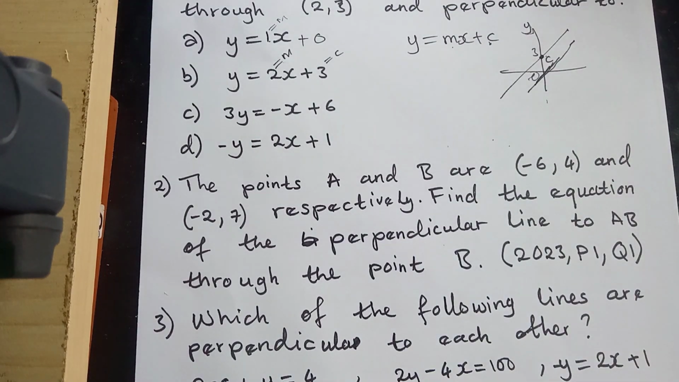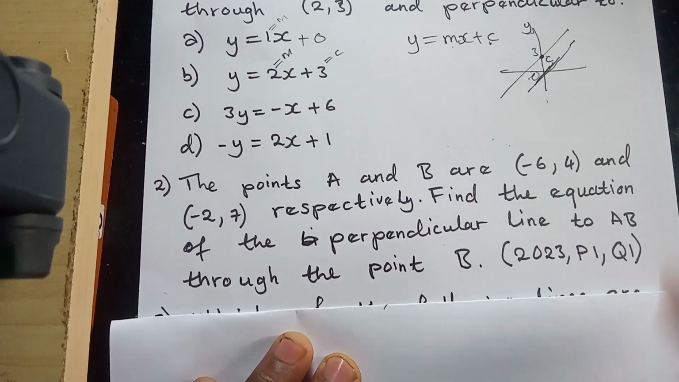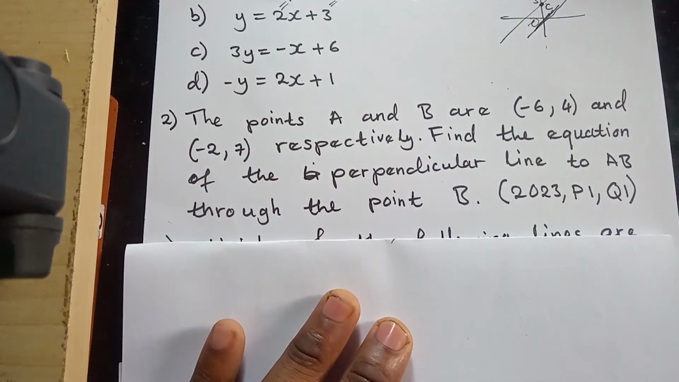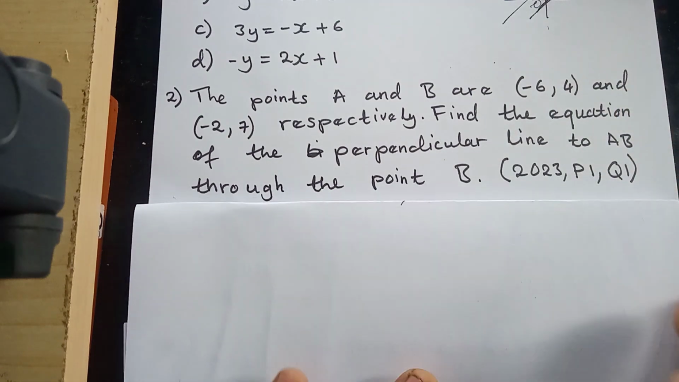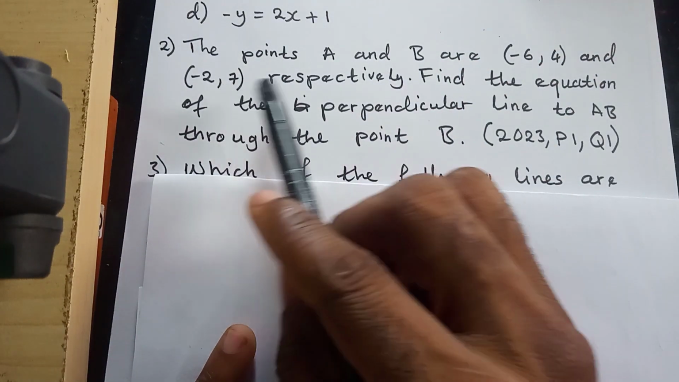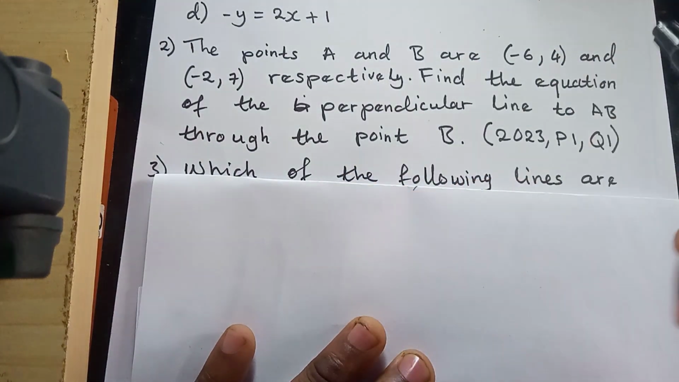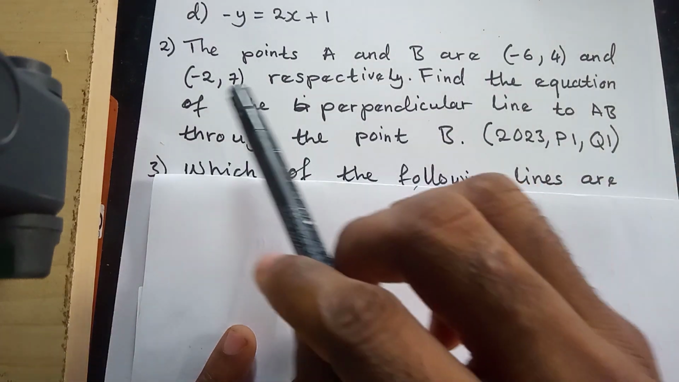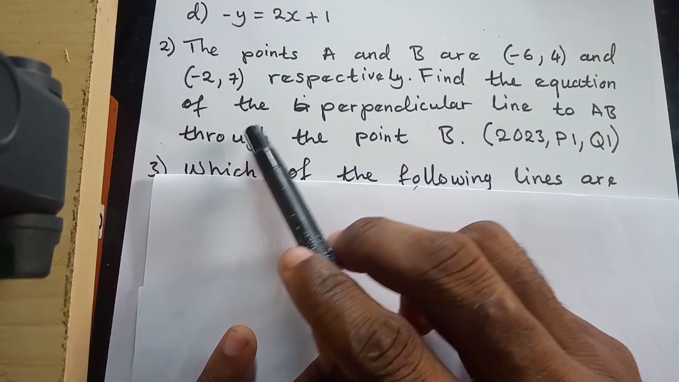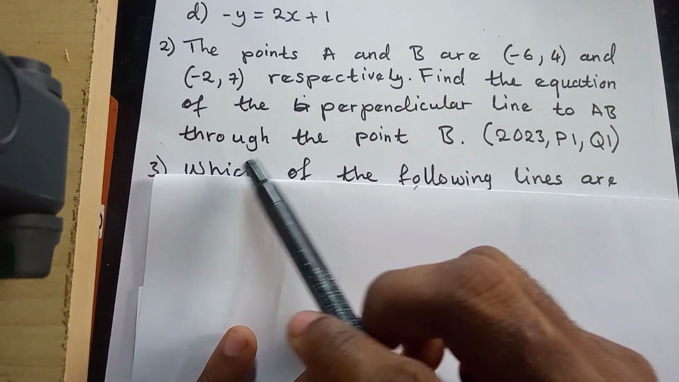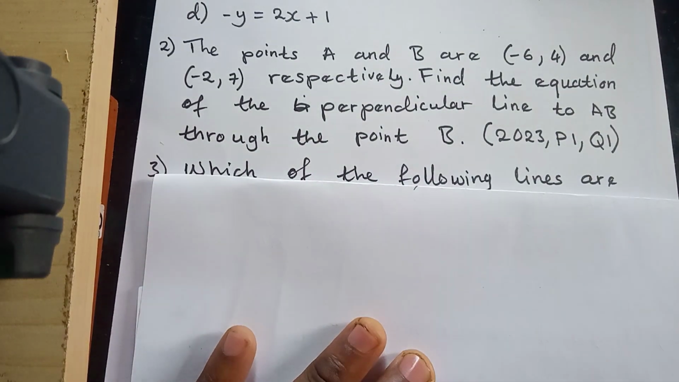So I got this from this past paper. This was someone's exam in 2023. This was paper 1, question 1. So we have the points A and B are -6,4 and -2,7 respectively. Find the equation of the perpendicular line to AB through the point B.